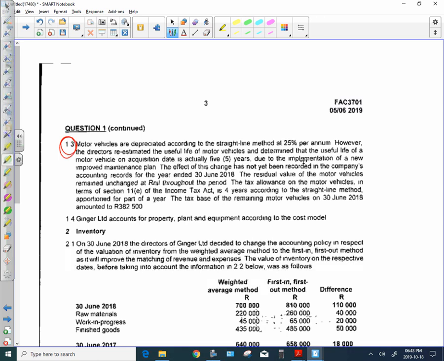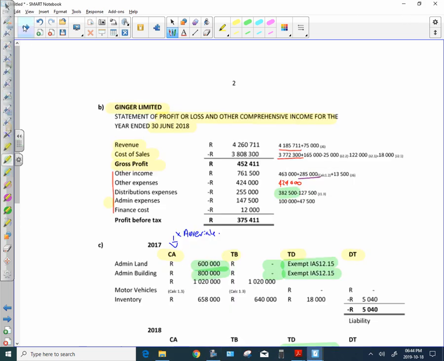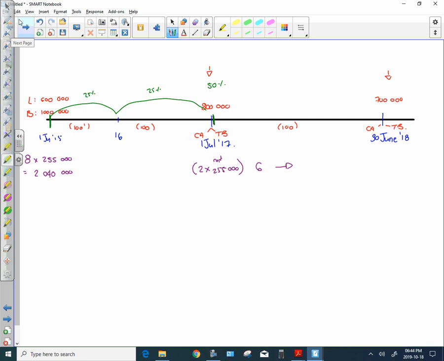Motor vehicles are depreciated according to the straight line method at 25% per annum, which is what we assumed anyway. However, the directors re-estimated the useful life of the motor vehicles and determined that the useful life of a motor vehicle on acquisition date is actually 5 years. Just jumping back to that timeline I'm drawing: when I bought these motor vehicles, do you agree that I estimated the useful life to be 4 years? 25% times 4 would give me the 100. However, now I'm saying, actually on that date, it shouldn't be 4 years. It should be 5 years.